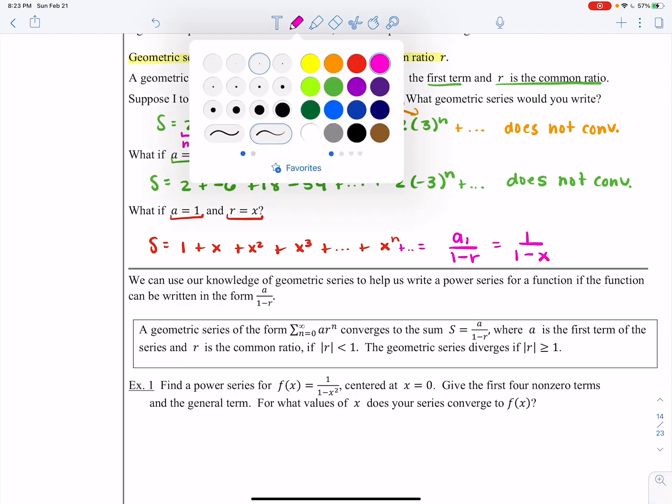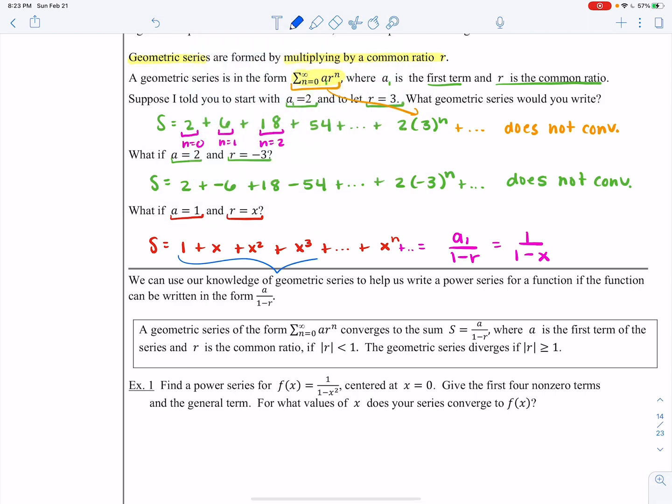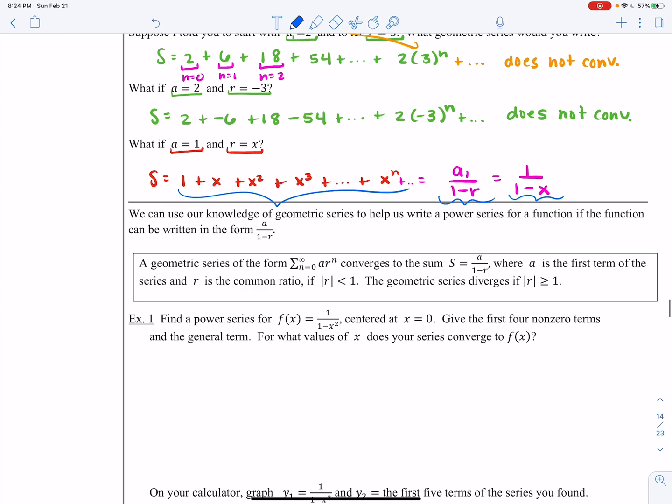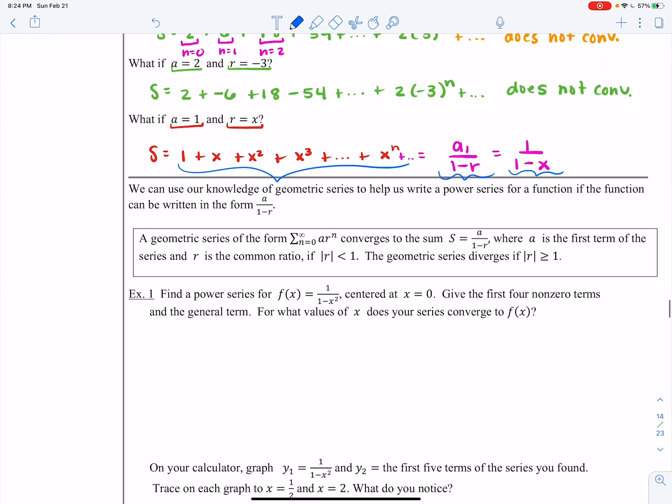Now, I think it's important to remember that a series is a sum. This is a formula for a sum. A series is an approximation for a function. So the series is equivalent to this function. So that means we can use our knowledge of geometric series to write power series for a function if we can write them in this formula. Because remember, the sum of an infinite geometric series is the first term over 1 minus r. So we're going to use that to our advantage and do lots of fun stuff with it.